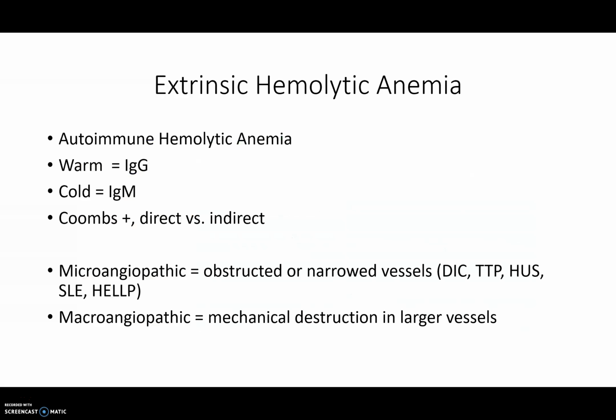For your extrinsic hemolytic anemia, this is usually due to autoimmune. Remember that there's warm and cold, and the associations with those are IgG and IgM respectively. You'll typically see a Coombs positive test. That can be direct or indirect. And this can be either microangiopathic, so the smaller vessels, or macroangiopathic, which is going to be your larger vessels. Oftentimes mechanical heart valves are the culprit for this.